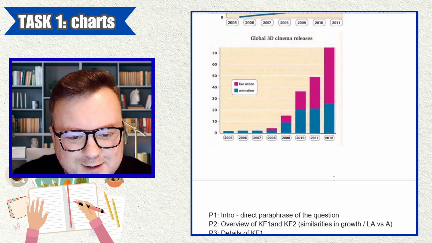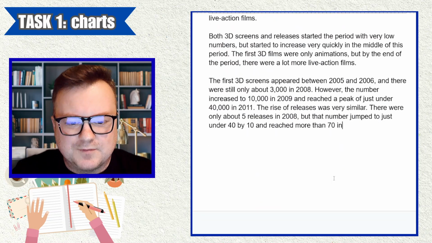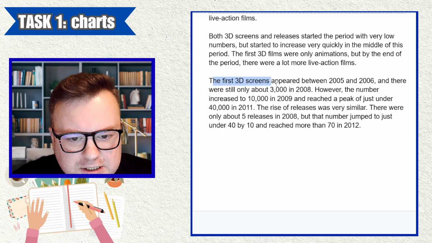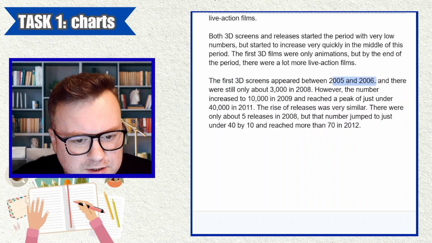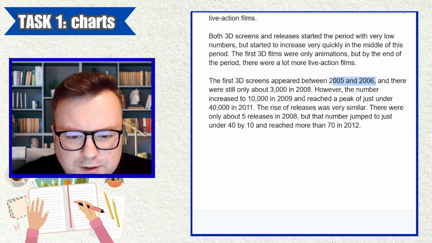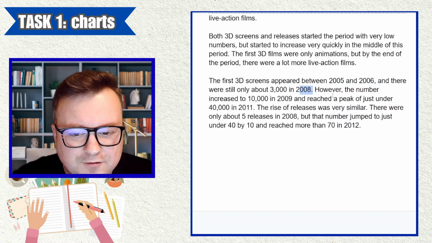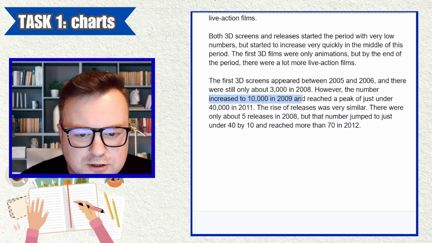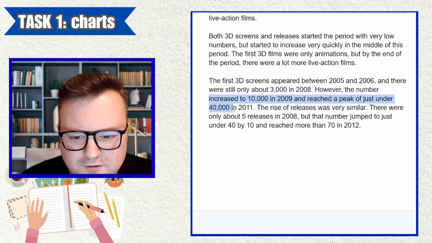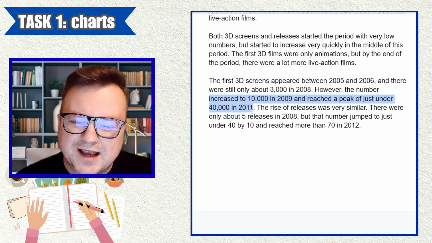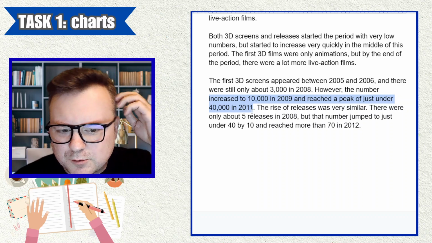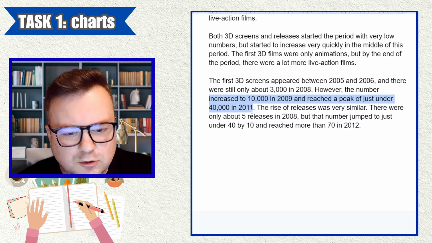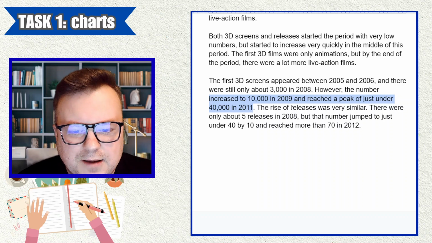This explanation of the data in 2012, but it is comparative, right? So let's have a look at this. The first 3D screens appeared between 2005 and 2006, and there were still only about 3,000 in 2008. However, the number increased. So I am showing this trend, this increased to 10,000 in 2009 and reached a peak of just under 40,000 in 2011. Again, if I was writing it for a band 9, I would use more language connected to trends like rise sharply or something like this.